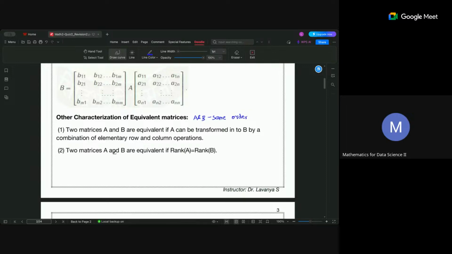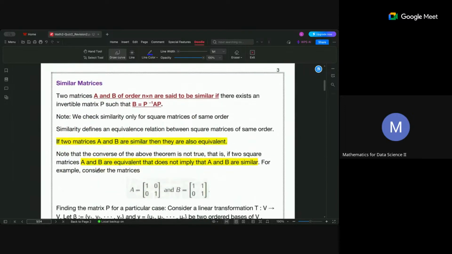Two matrices A and B are equivalent if the rank of A is equal to the rank of B. If they are of the same order and their ranks are equal, then they are equivalent. Just like equivalent matrices, we have something called similar matrices, which have a much stronger condition.